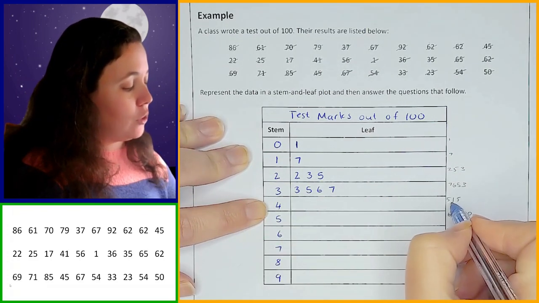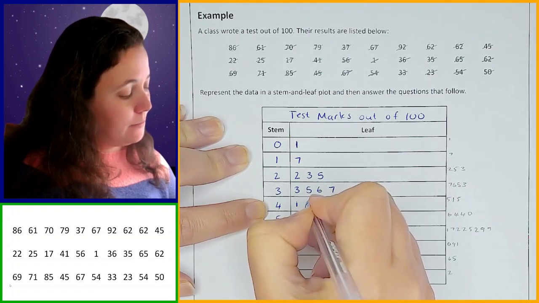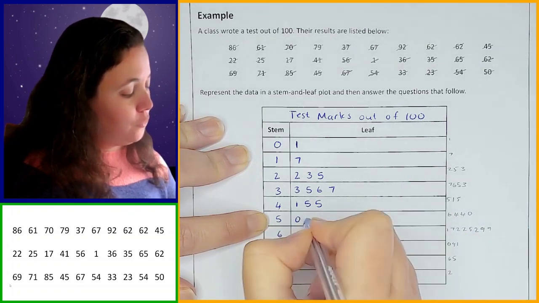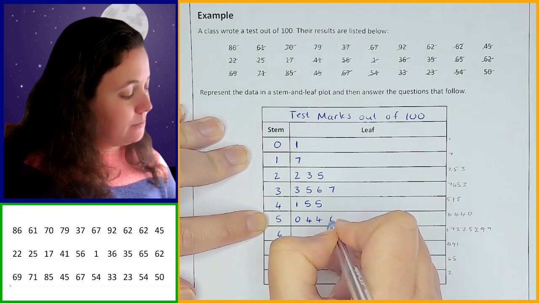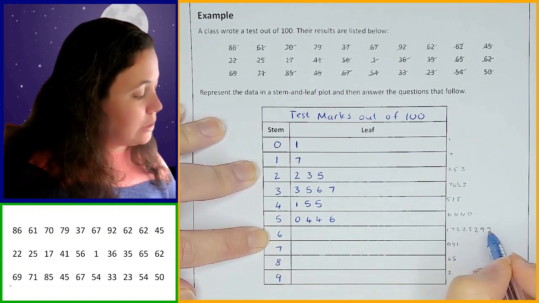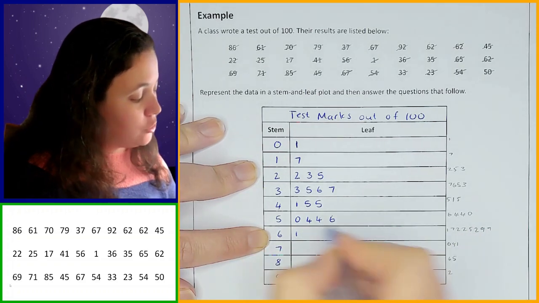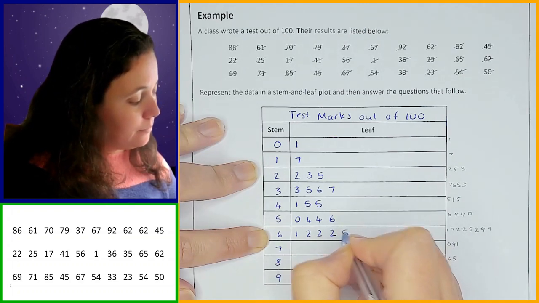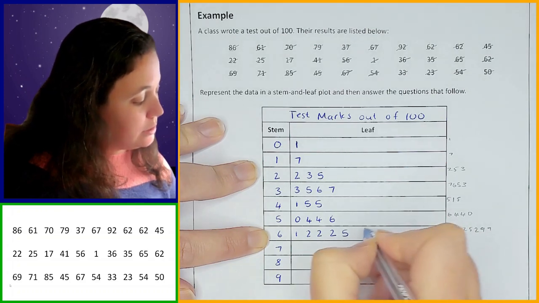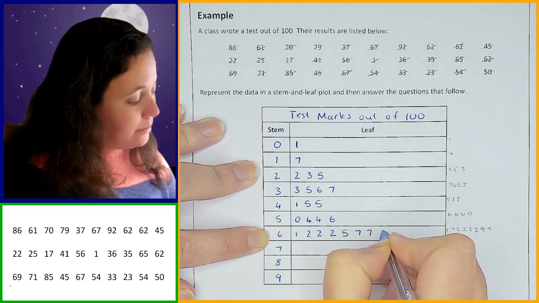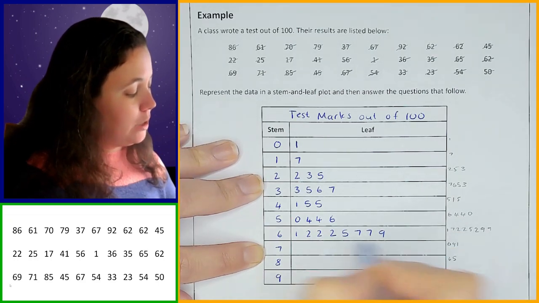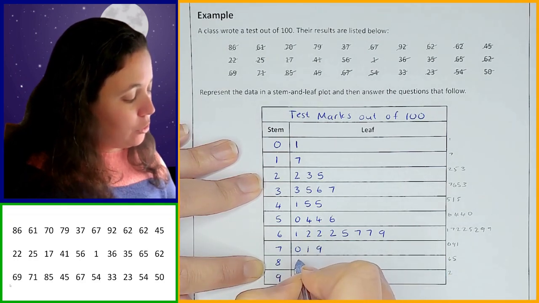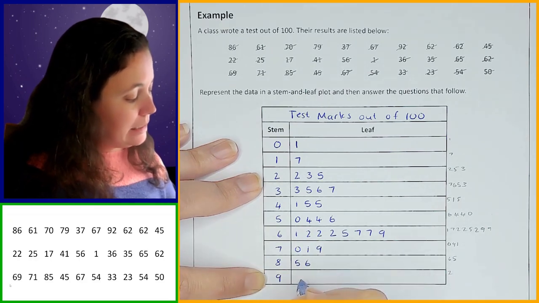Then in the 40s, I've got a 1 and 2 5s. Then in the 50s row, I've got a 0, 2 4s, and a 6. Then in the 60s row, I've got a 1, I've got 3 2s, I've got a 5, then I've got 2 7s, and I've got a 9. Then in the 70s row, I've got a 0, I've got a 1, and I've got a 9. Then in the 80s row, I've got 5 and 6, and in the 90s, I've got 2.